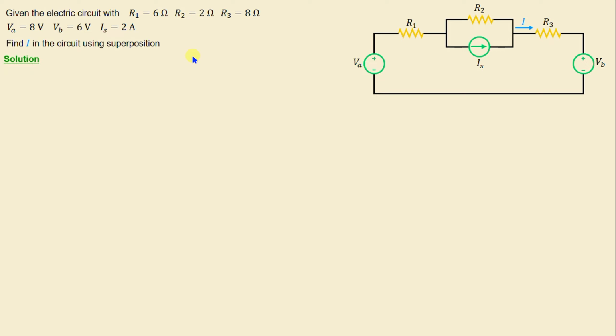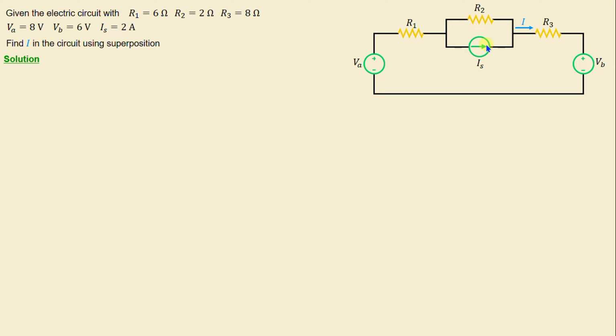First, we begin by identifying each independent source in this network. This step provides a clear understanding of sources that will be analyzed separately. In this circuit, we can observe 3 independent sources, 2 independent voltage sources VA and VB, and 1 independent current source IS.